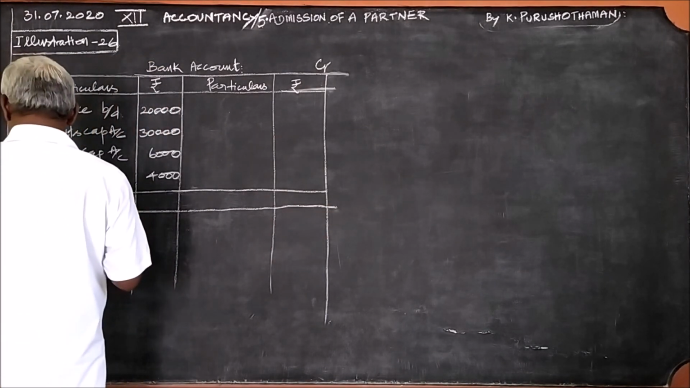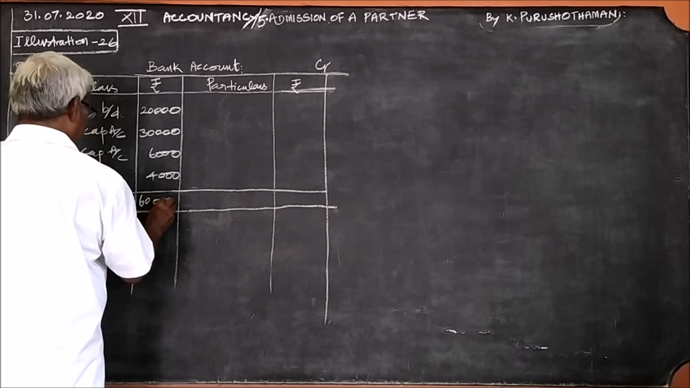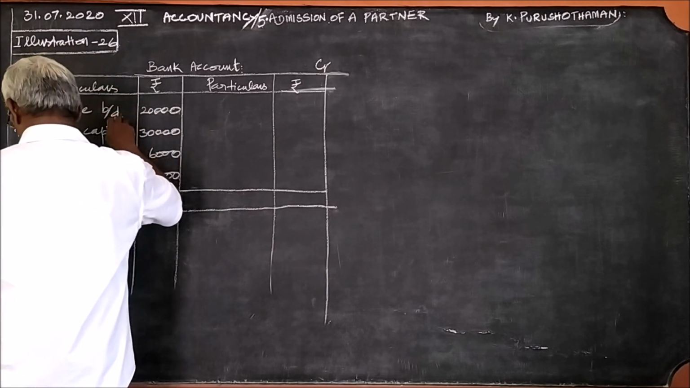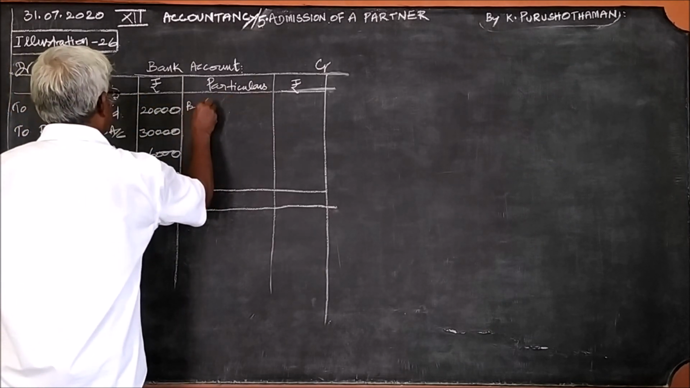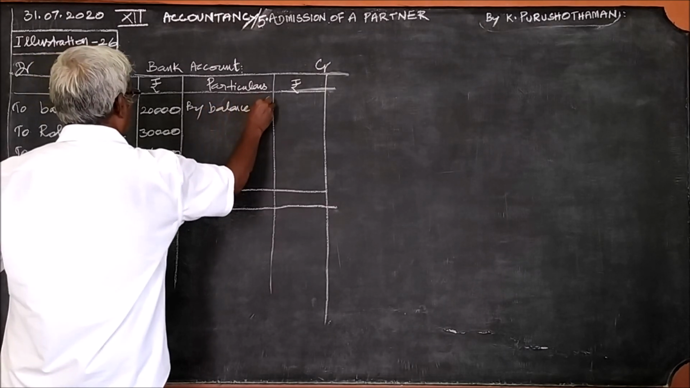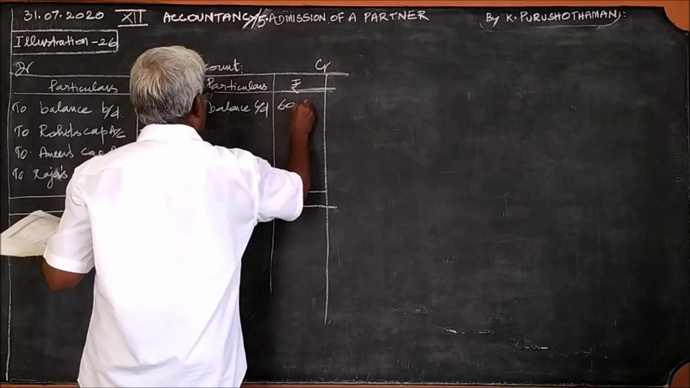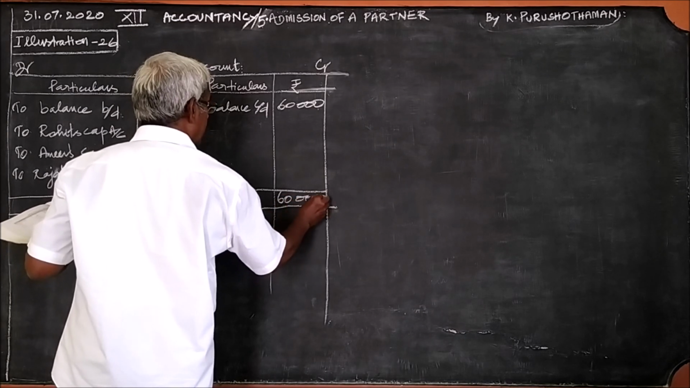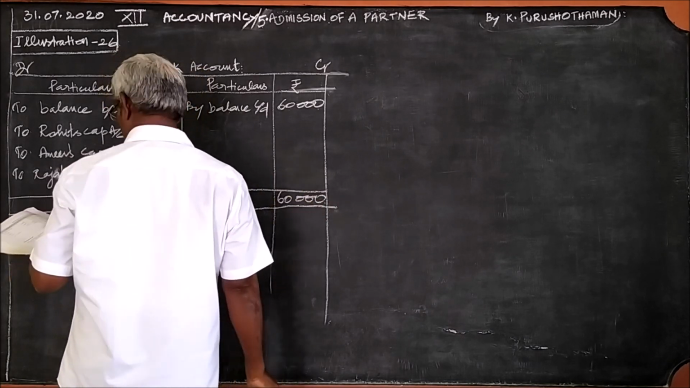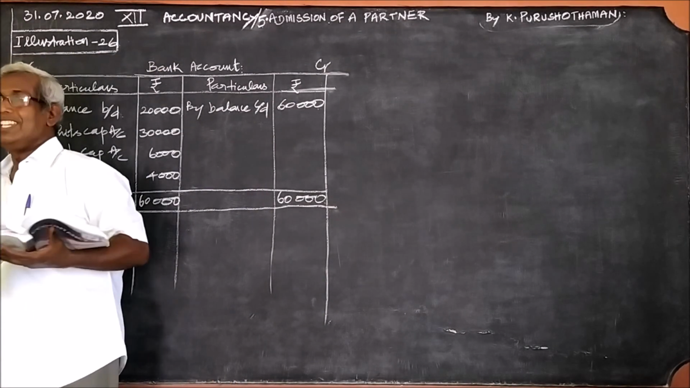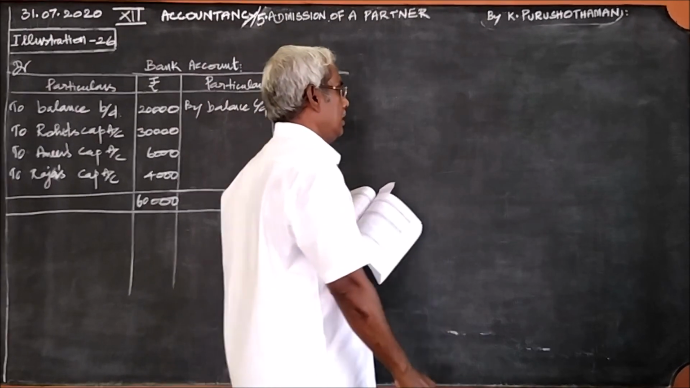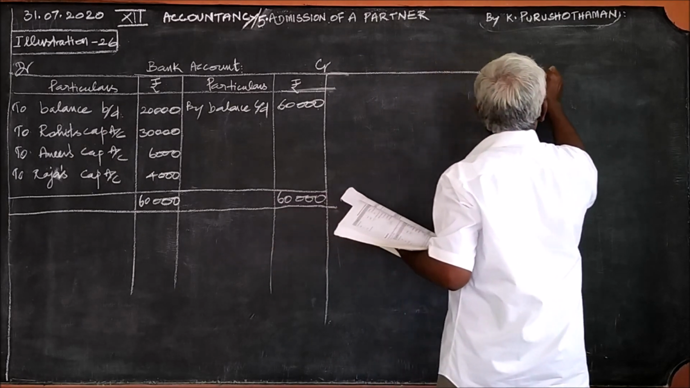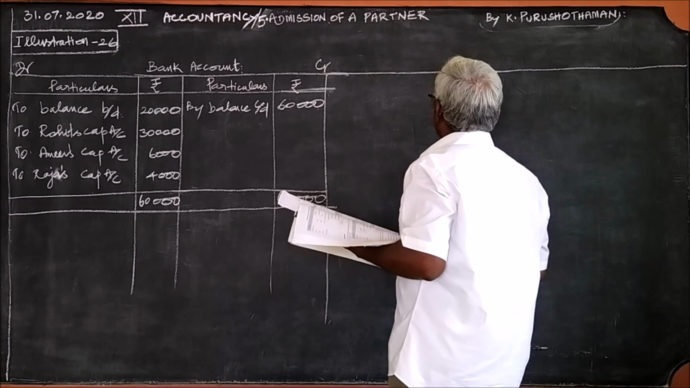And totally it is 60,000. We can write 60,000 here. And since this is brought down on this side, we will write by balance carried down 60,000. The total here is 60,000, this is 0, therefore you write 60,000. This is the total of bank account. This is an additional ledger. Now we shall try the balance sheet here. Balance sheet.